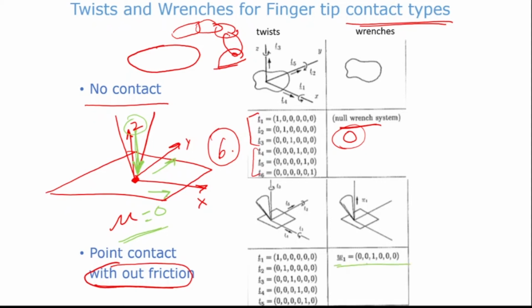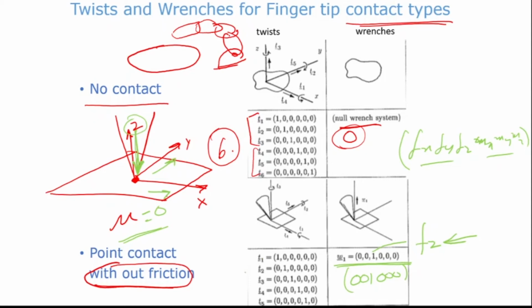So in that case, we can apply a wrench. This is my Fz. Okay, so this is my Fx, Fy, Fz, Mx, My, Mz. In this particular case, only Fz is possible. The others are all 0. That is the meaning of writing it like this: 0, 0, 1, 0, 0, 0. What twists are possible?